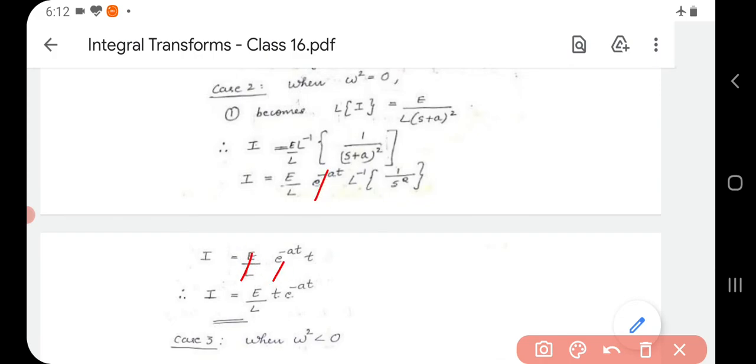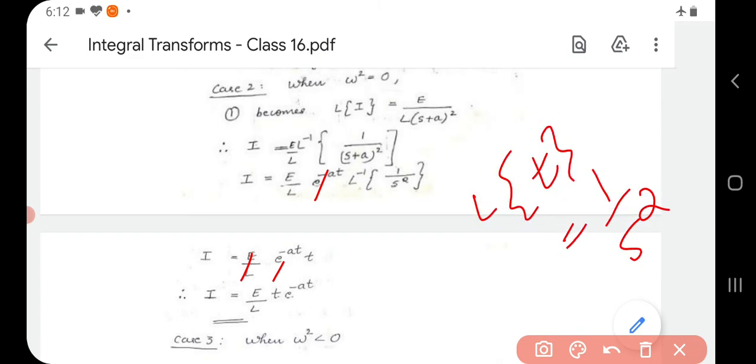What is the Laplace transform of t? It is 1 by s square. So L inverse of 1 by s square would be t. So the current when omega square equal to 0 will be E by L t e raised to minus at.